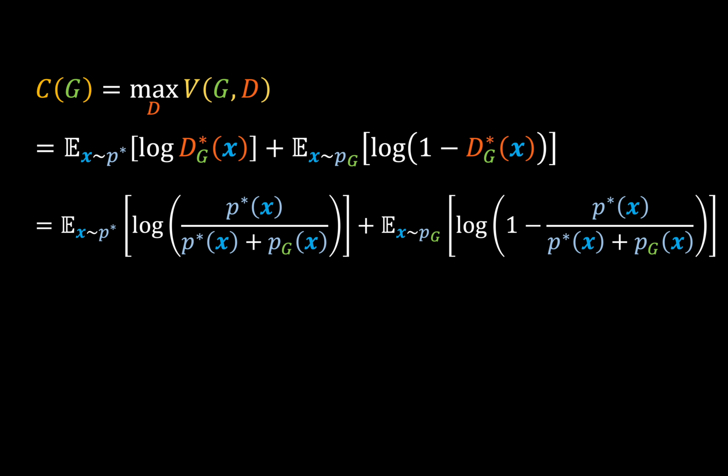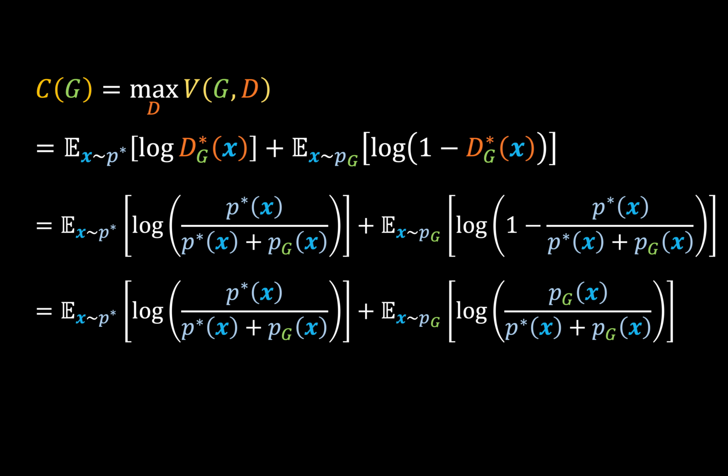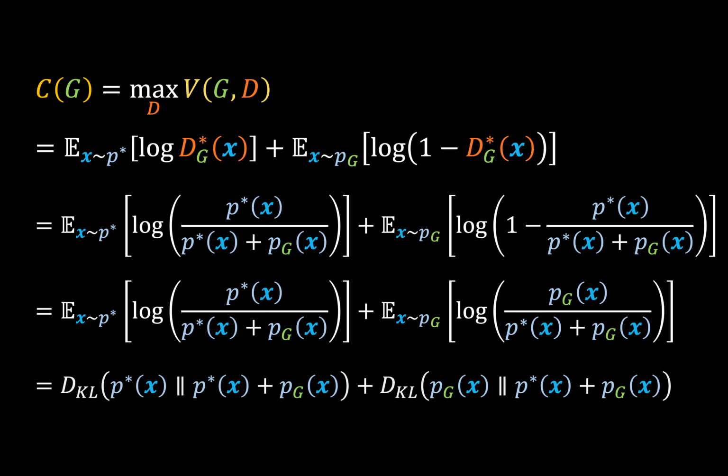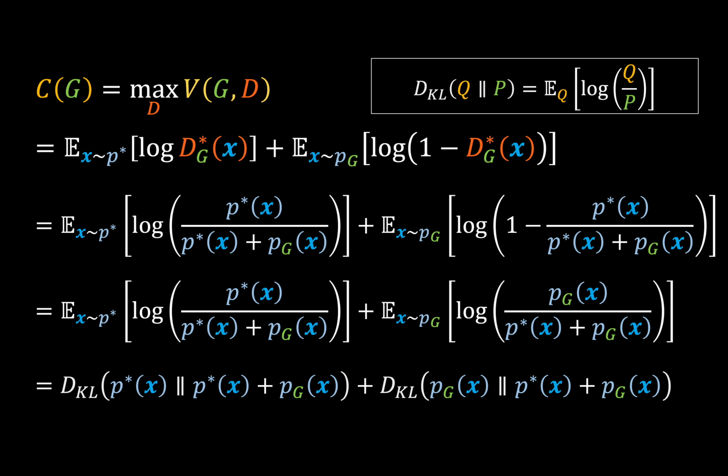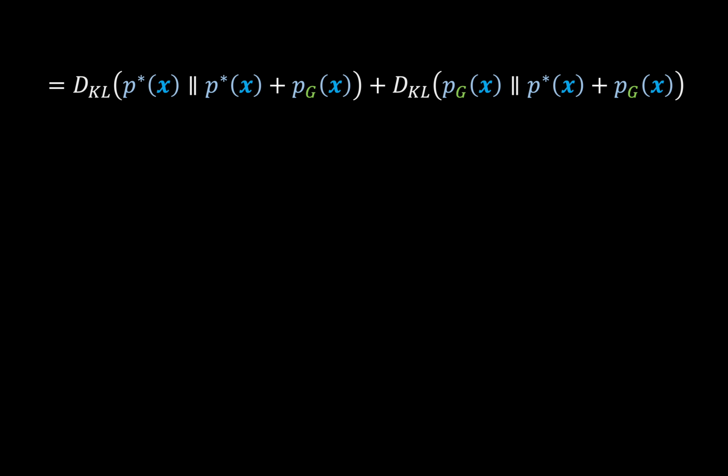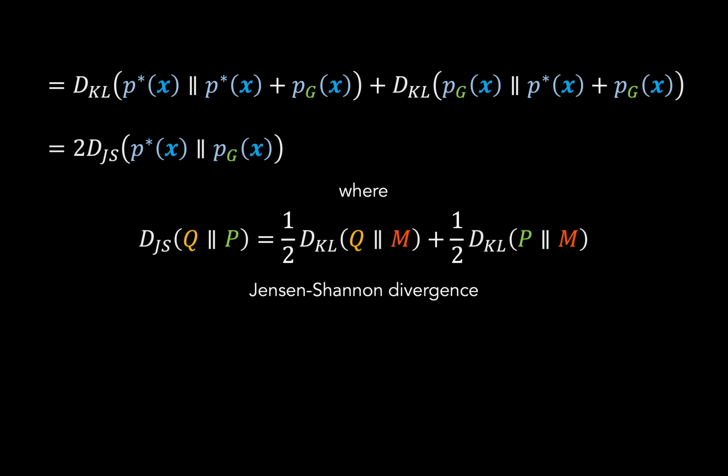The first step is to realize, through some clever working, that what we actually have here is the sum of two KL divergences, where we recall the definition of KL divergence as the expected difference of logs. Now, being the savvy statisticians we are, we can also recognize this as 2 times what's called the Jensen-Shannon divergence between P star and PG, where this divergence is just half the sum of KL divergences with some reference distribution M. Now this is quite neat because we've just shown that optimizing the generator, assuming an optimal discriminator, is just equivalent to minimizing the Jensen-Shannon divergence between our two distributions P star and PG.